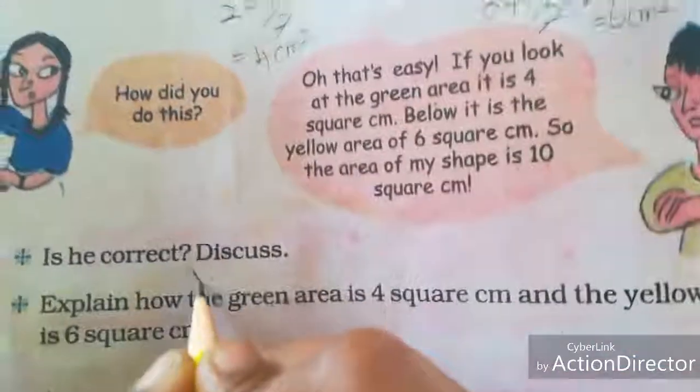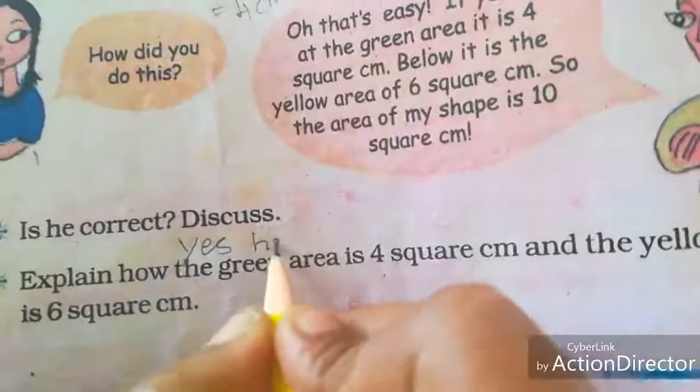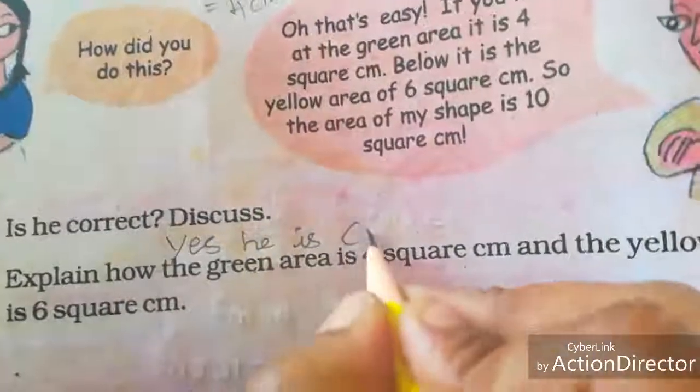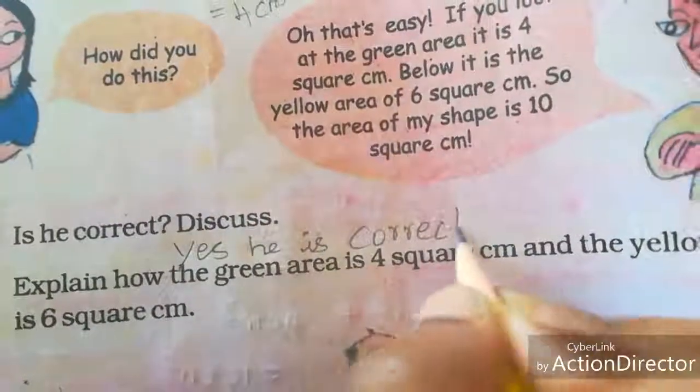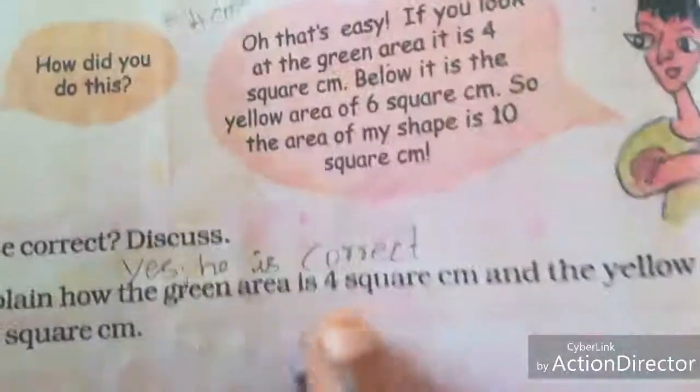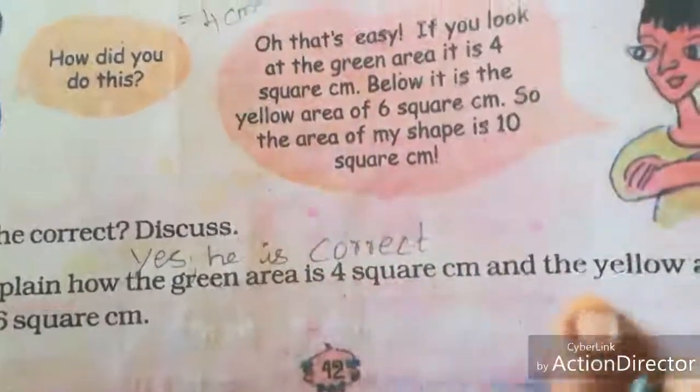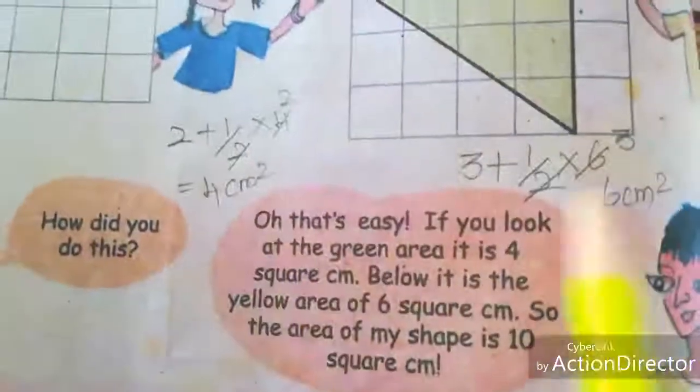Discuss. Yes, he is correct. Explain how the green area is 4 square centimeter and the yellow area is 6 square centimeter. Already I explained that. Look at here.